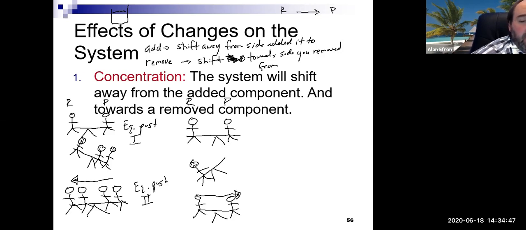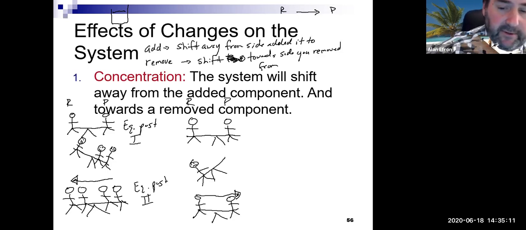And the opposite is true when we remove something. When we remove a reactant, we're kind of deficient on the reactant side. So it's got to go towards the reactant side to kind of fill that deficiency. And same thing if we remove a product, we're kind of deficient there on the product side. It's got to go towards the product side. So let's just talk about practically how you kind of do that.